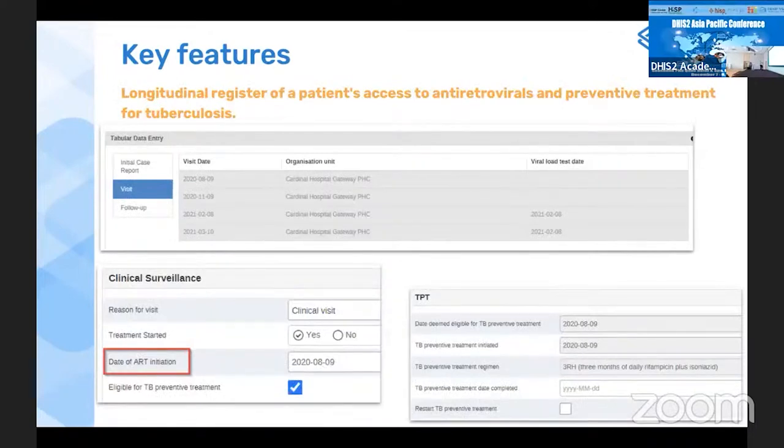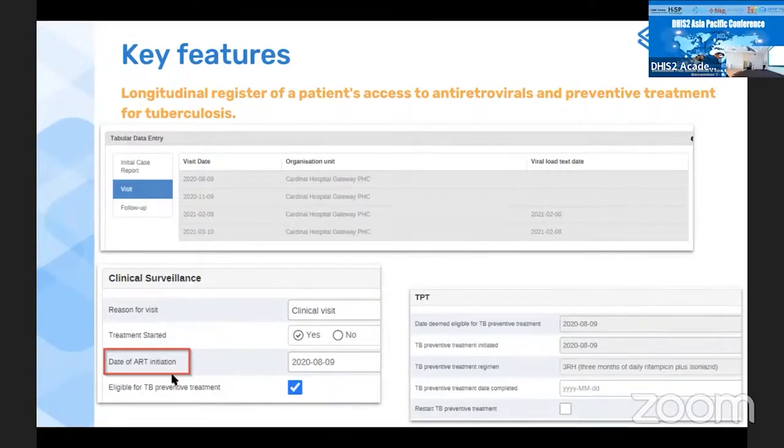So basically, through this package, you're creating a longitudinal tracking of the HIV positive case, where you are noting down the patient's access to the antiretrovirals and the preventive treatment that he's supposed to take for tuberculosis. So these are the three events, the initial stages I spoke about. You have the initial case report, where basically you'll capture basic details when the patient was diagnosed, when the treatment was initiated, and some basic information.